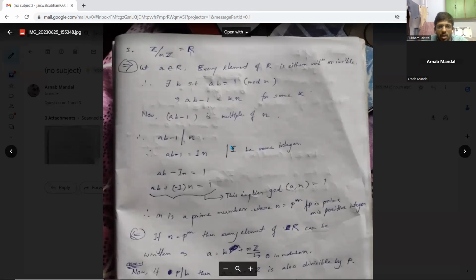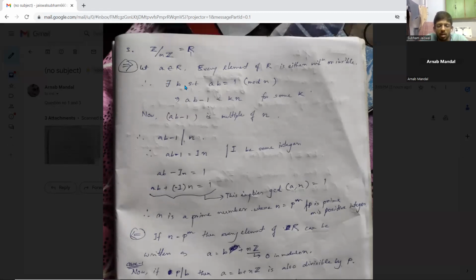Here, so I was reading. So A is in R. So first you are assuming that it is Z mod nZ. And what do you want? You want to prove that n is a prime, right? So you are assuming that every element is nilpotent. So but then therefore there exists B.